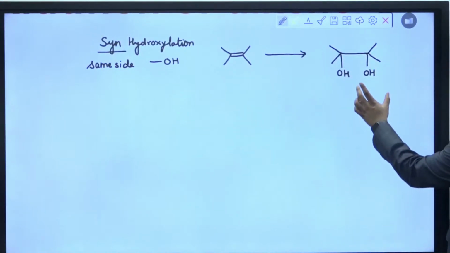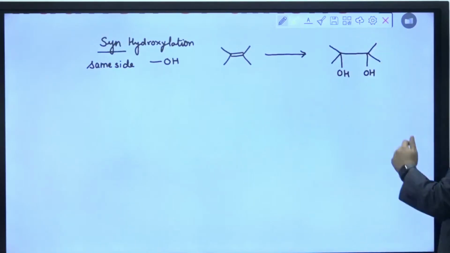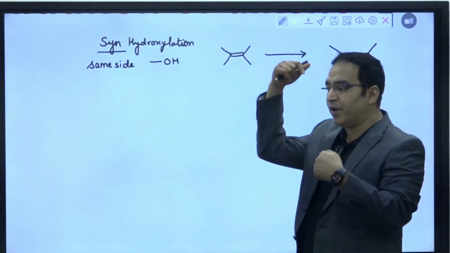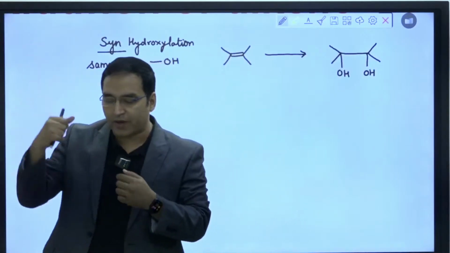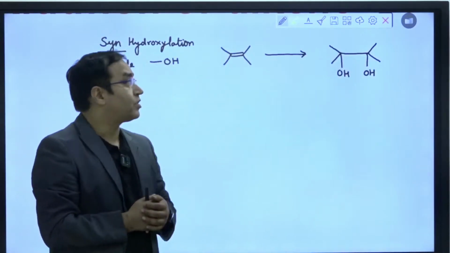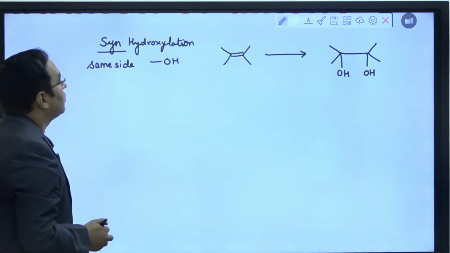Normally you have seen reactions where one group joins here and the other joins the opposite side, right? H came here, Br went there. OH came here, Br went there, right? You have seen that kind of reaction. But this is called syn hydroxylation. So syn means same side.